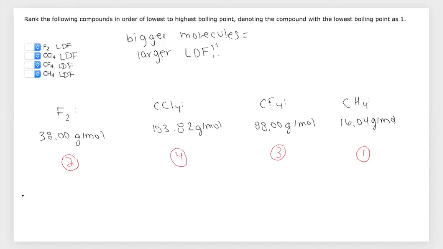So we had said that if something has less intermolecular forces, then it's easier to break apart, and therefore has a lower boiling point. Well, CH4 is the lightest. Lighter things have less London dispersion forces, and so CH4 will be what I assign as having the lowest boiling point, followed by F2, then CF4, and lastly, CCl4.